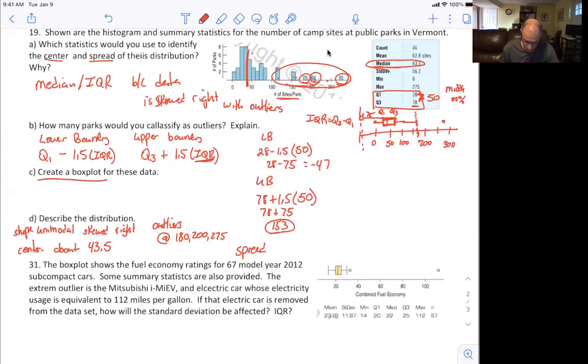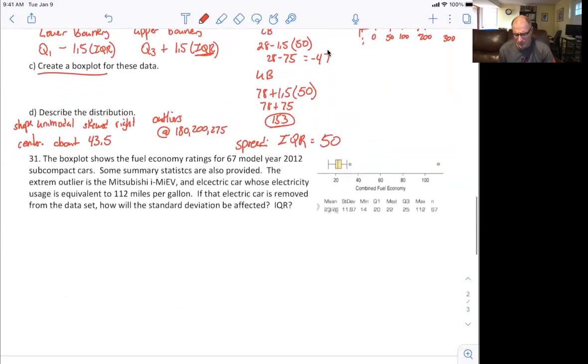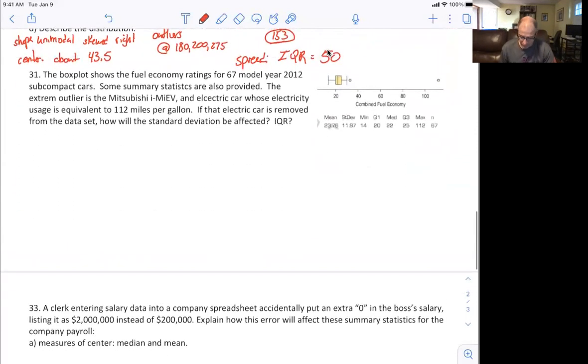And then I didn't leave much room for the spread. Since it's skewed to the right, we're going to use the interquartile range. And if you had said from 0 to 280, whatever that number was, I'd have been fine. All right, I have just murdered that problem. Okay, let's try again.